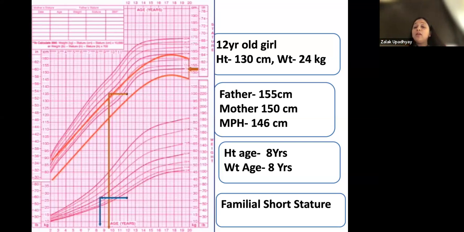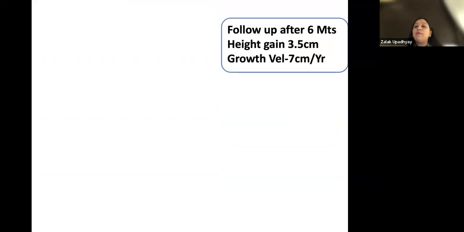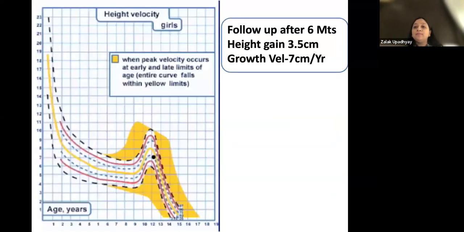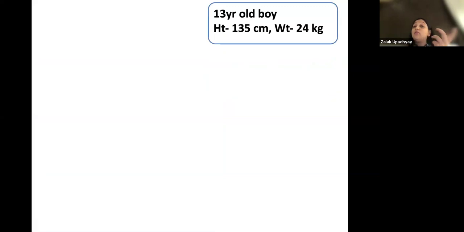This is how they behave, but you can also follow up her and see the growth velocity, which will be normal in a familial short stature. So after 6 months, we followed her for 6 months. Height gain is 3.5 centimeter in 6 months. That means 1 year velocity is 7 centimeter, which is normal. So that is familial short stature.